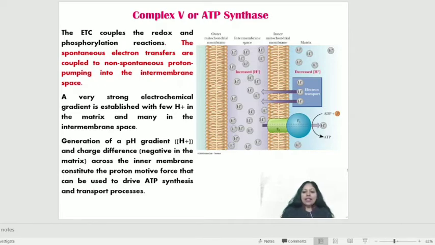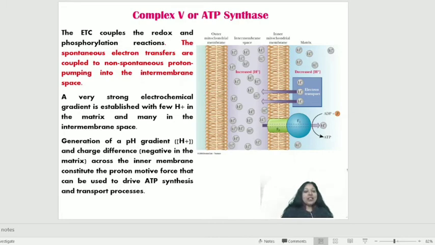Till the 1960s, there was no idea about how ATP is synthesized by this electron transport chain. However, scientists and researchers knew that obviously there is something on this chain which is involved in the synthesis of ATP. But what that thing is, or what the theory behind it is, nobody knew.